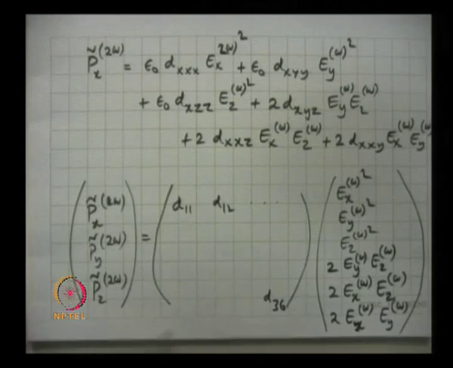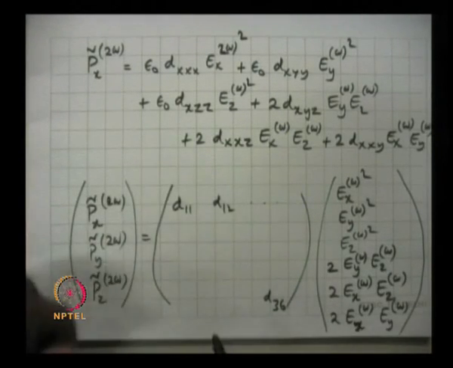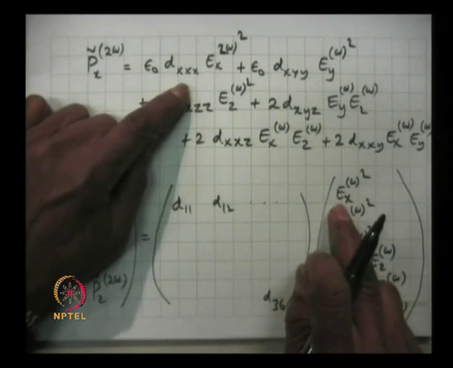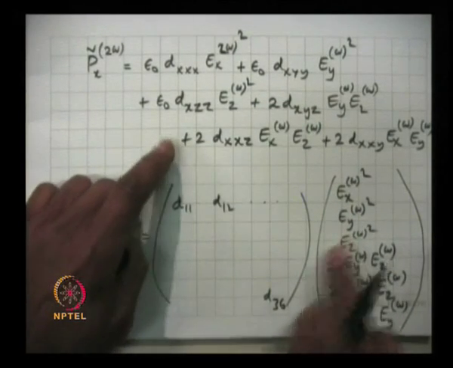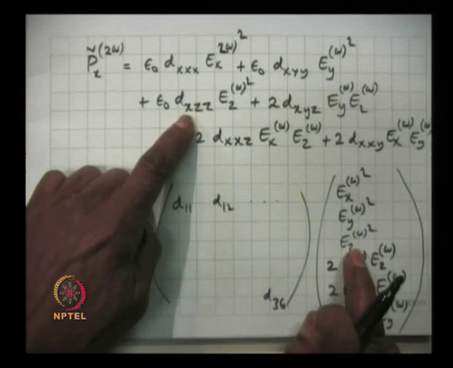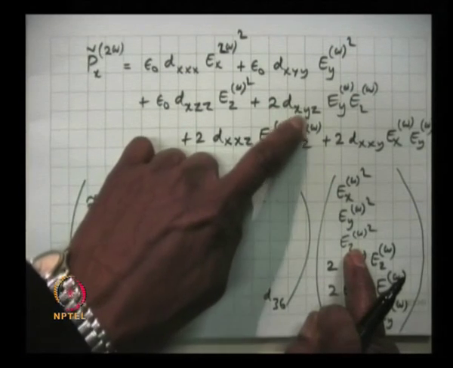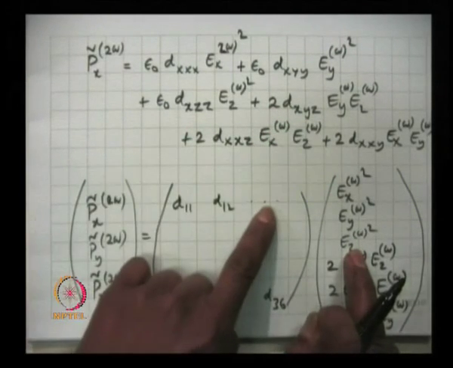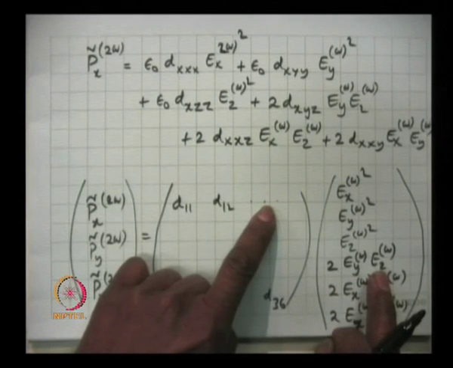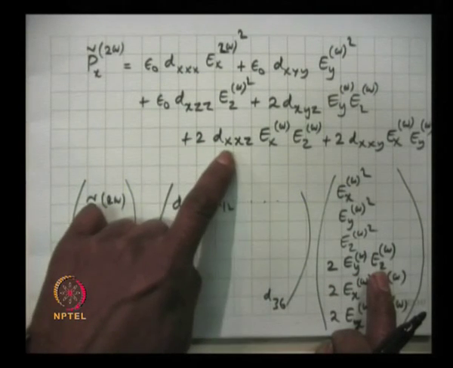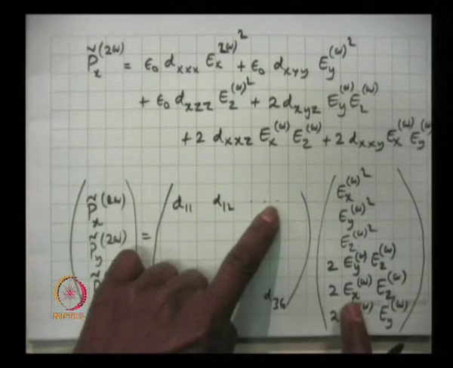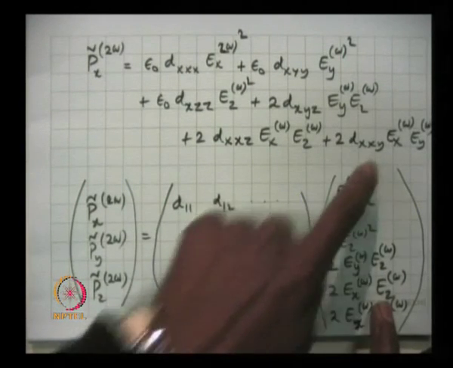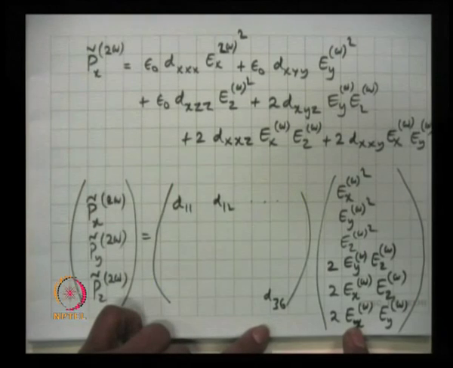For example, I can check this. So, Px tilde of 2 omega: d11 Ex square, d12 Ey square, d13 Ez square, then 2 d14 Ey Ez. So, this is d14 multiplied by 2 Ey Ez. Then I have 2 d15 Ex Ez and 2 d16 Ex Ey.